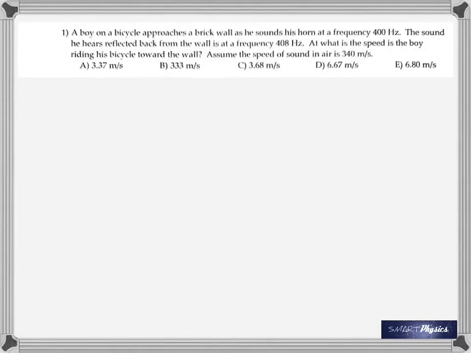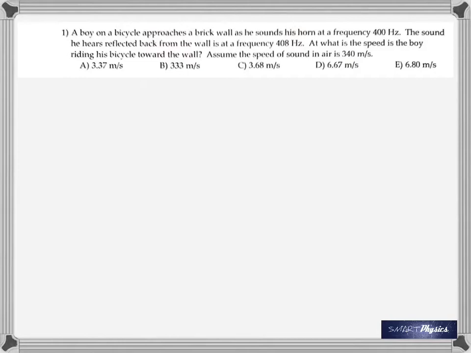In the third one, a boy on a bicycle approaches a brick wall as he sounds his horn at a frequency of 400 Hz. The sound he hears reflected back is at a frequency of 408 hertz. At what speed is the boy riding his bicycle toward the wall? Assume that the speed of sound in air is 340 meters per second.